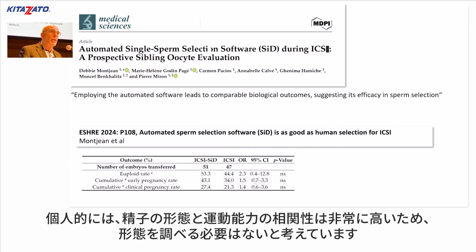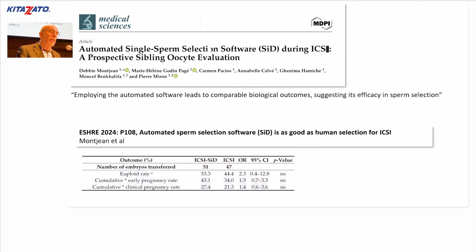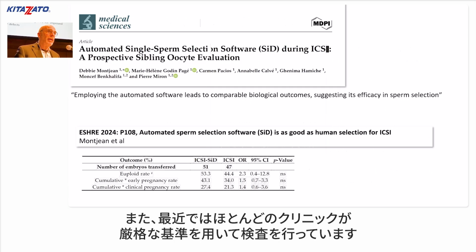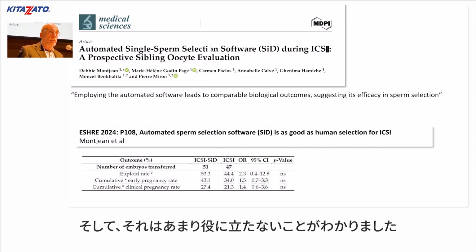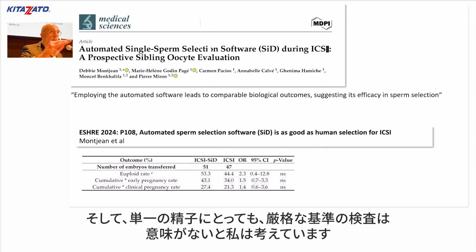I personally feel that the association or correlation between morphology of the sperm and its motility is very high, and that you really do not need the morphology at that level. And in actual fact, most clinics nowadays use strict criteria to do their morphology screening in a sperm population, not in single spermatozoa, but in a sperm population. And they find that it's not that helpful. And I think the same applies when you go to the single sperm level.